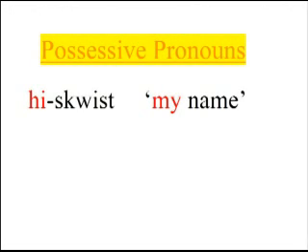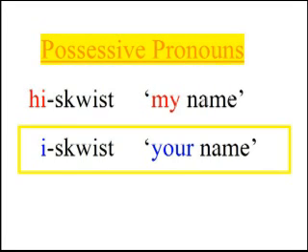Right? Sometimes Skwist was iskwist, right? And what's that? My name is correct. That's how you say my in Coeur d'Alene language. Sometimes it was iskwist. When I said iskwist, what was that? Your name. Your name in Coeur d'Alene language.